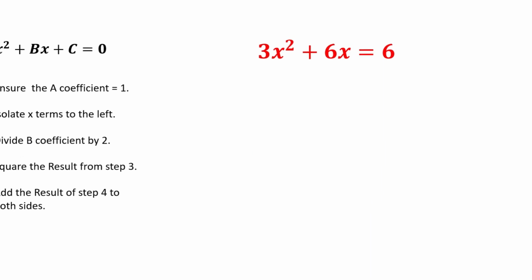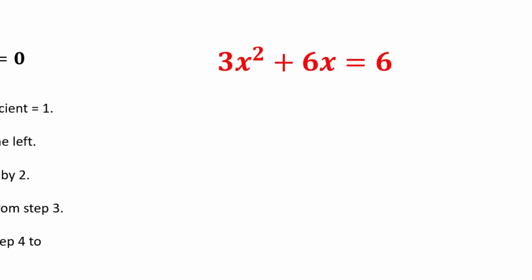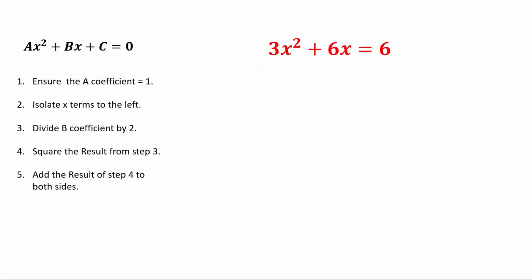You can see in this equation, our a coefficient is equal to 3, and we need it to be 1. So we need to factor out the 3. We're going to do 3 on the outside, and then we're going to have x squared plus 2x, and leave a little bit of space for the number that we're calculating. On the right side, we still have 6. Now our a coefficient is equal to 1.